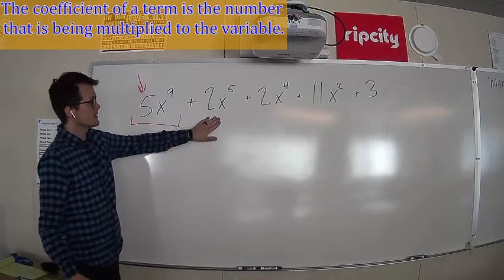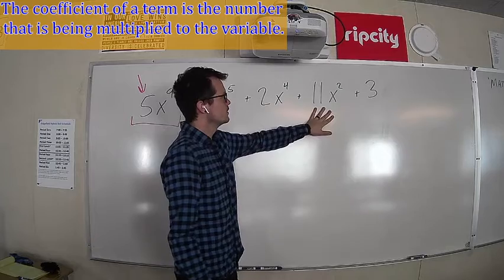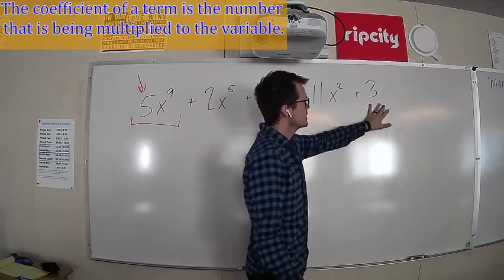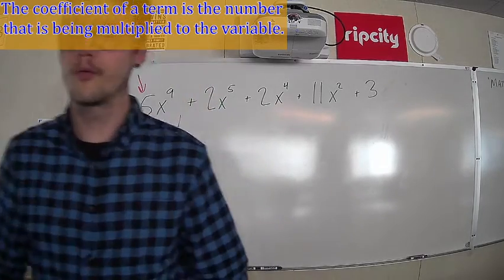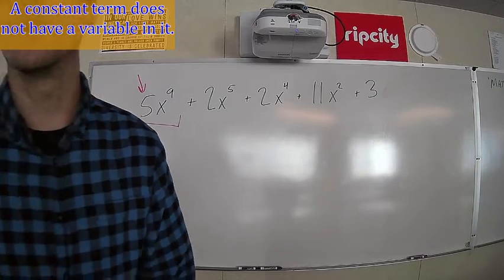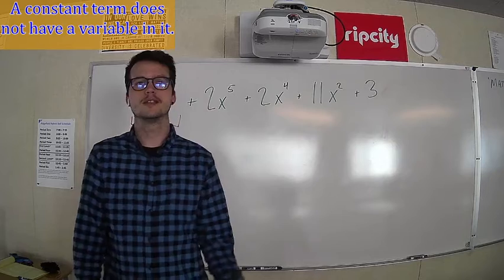The coefficient for the second term is 2. The coefficient for the third term is 2. The coefficient for the fourth term is 11. And for this last term, there is no coefficient because there's no variable present. But we do have a special name for that term at the end. That's a constant. A constant term does not have a variable.